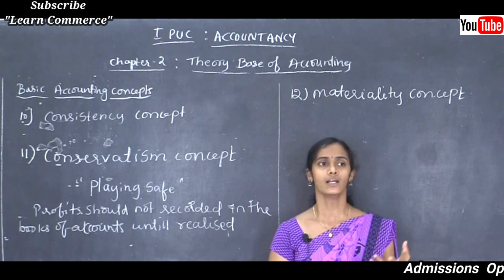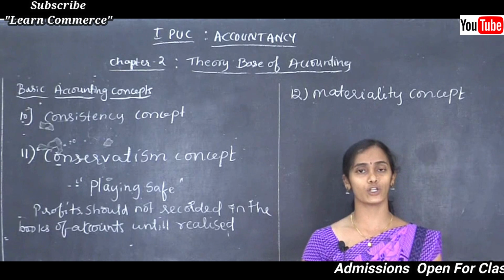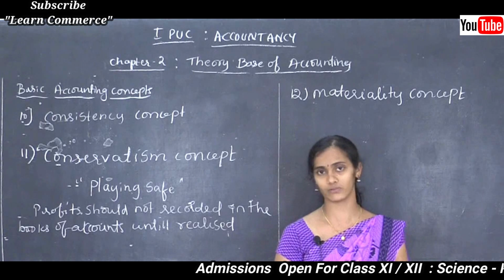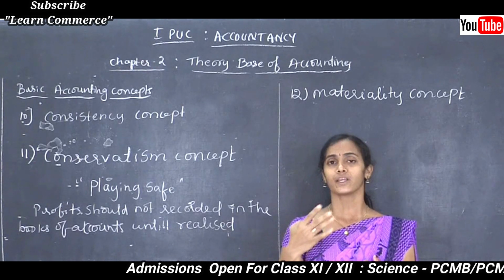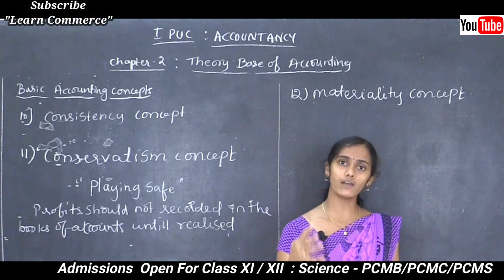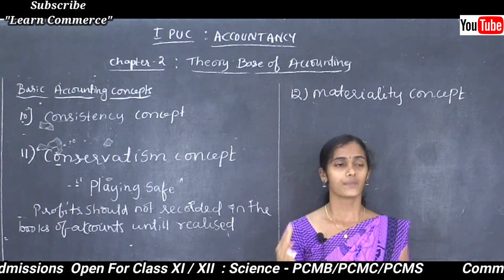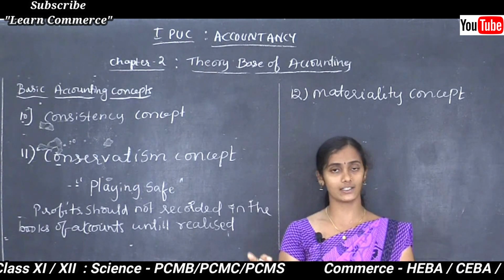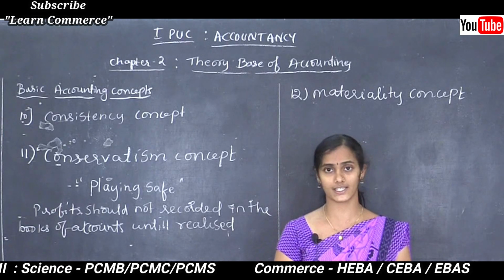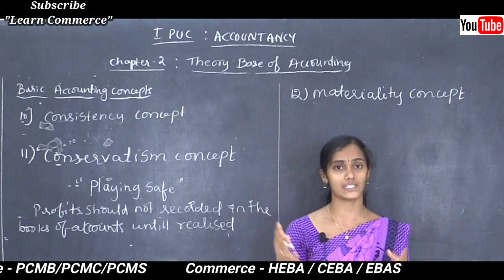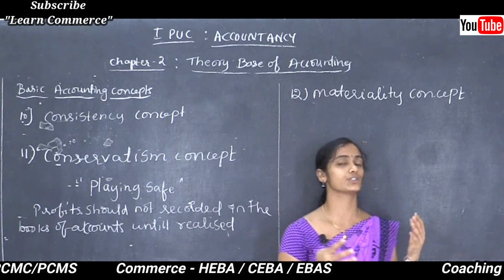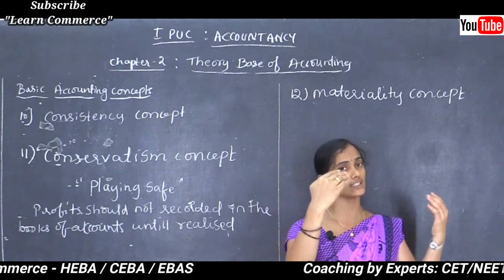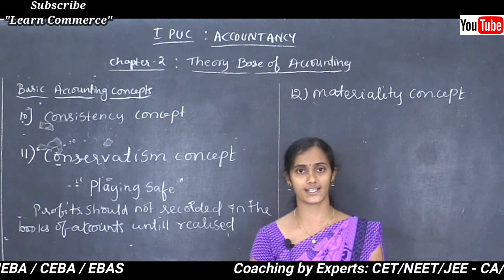Say for example, the amount spent for renovation or repairs, or the amount spent for creating the goodwill, name and fame of the organization. These all expenses involve some big amount, correct, right? And these amounts directly affect the income, the profit or loss of the organization. So these are all considered material factors, meaning expenses related to repairs, renovation, or expenses related to advertisement or any other major activities of the organization.